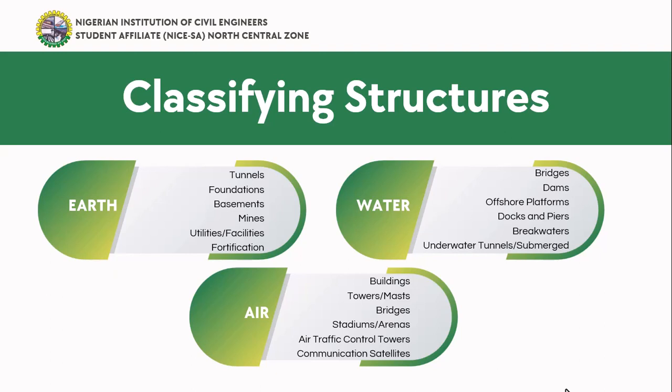So for me, I would like to classify structures, and the way I see any project that comes to my table is in these classes that I'm displaying on my screen. I see them as either earth structures, which we can also call underground structures, or water structures, or air structures. I have my list there. The list is not limited to this. It can be more. There are a lot of structures.